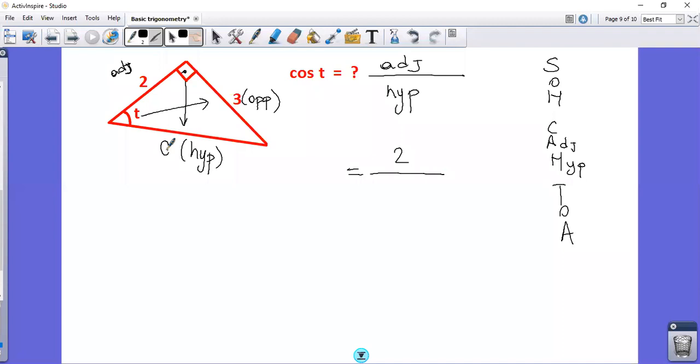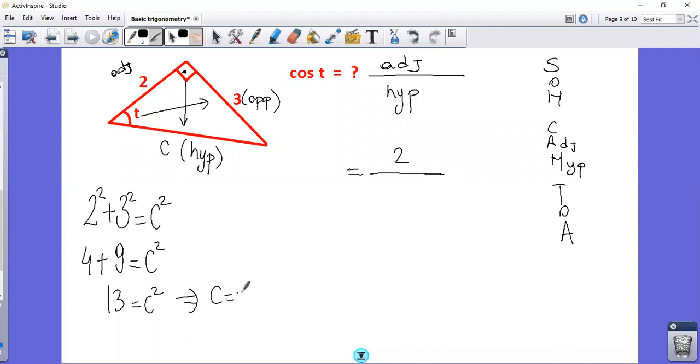We are going to use the Pythagoras theorem. So it's going to be 2 squared plus 3 squared is equal to C squared. So 2 squared is 4. 3 squared is 9. 13 is equal to C squared. So C is equal to positive root 13. C may also be negative root 13, but the length cannot be negative. So C is equal to root 13. Right, cosine of T is equal to 2 over root 13. This is the correct answer.